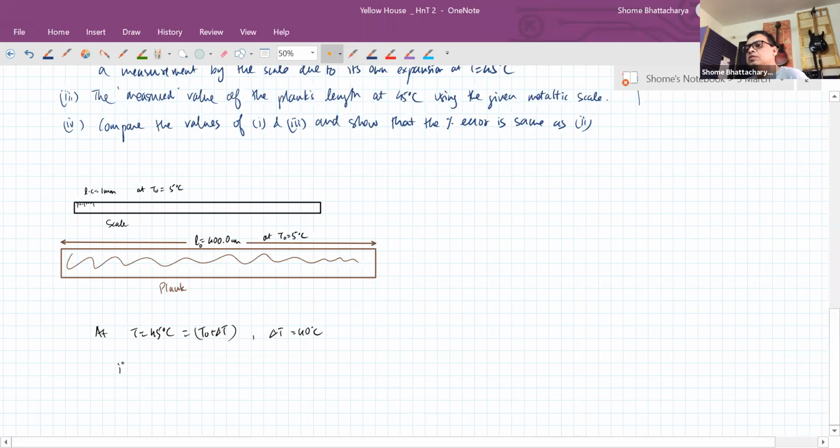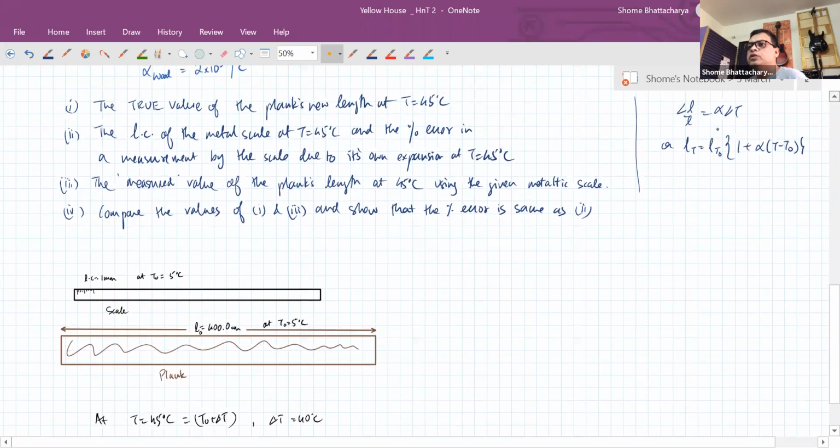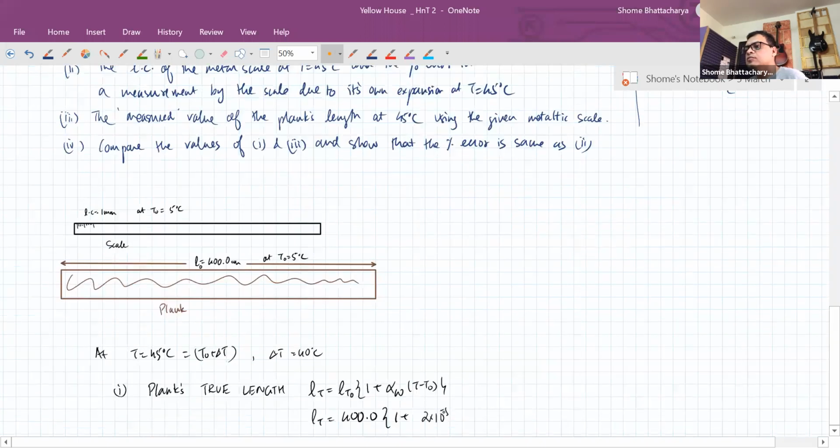So first of all, the plank's true length, say LT, would have become L naught into 1 plus alpha of wood into delta T. So it would have become 400 centimeters into 1 plus, now alpha of wood, as seen above, was given to us as 2 into 10 raised to minus 5, into the temperature change of 40.